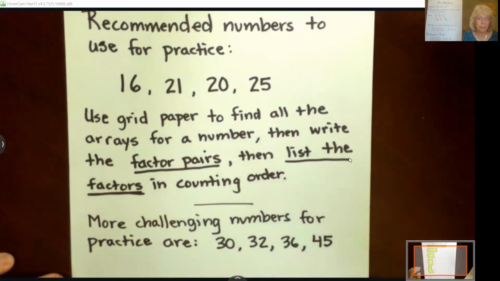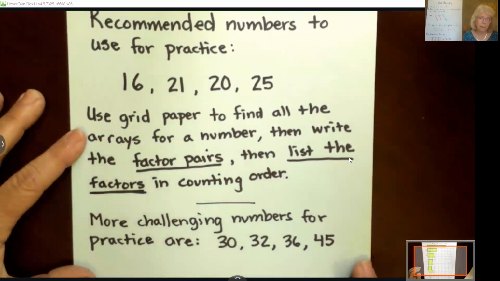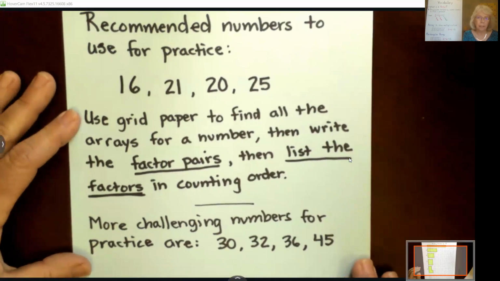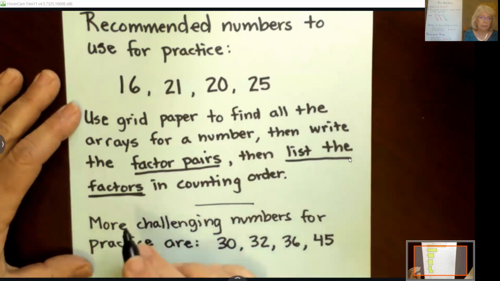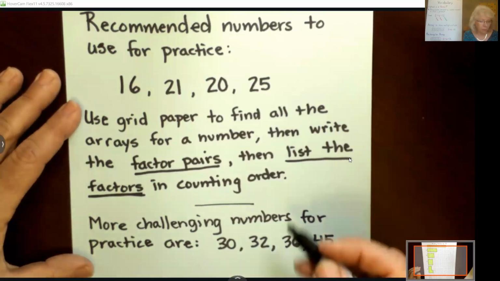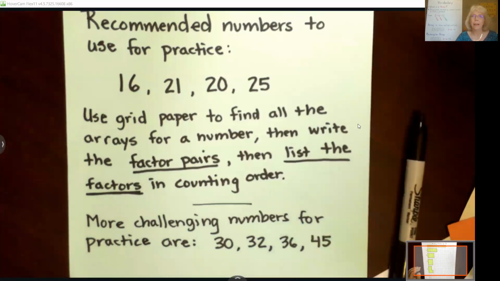Remember, you can replay this video and stop at any point if you want to look at something again. If you're feeling really confident with those numbers and you want to move on to more challenging numbers, these might take up a lot of space and a little bit more time, and it helps to have more multiplication facts to help you, but you could try 30, 32, 36, and 45. There's some big numbers in the factors of these larger numbers. So either way, try some of these out and see how you do.